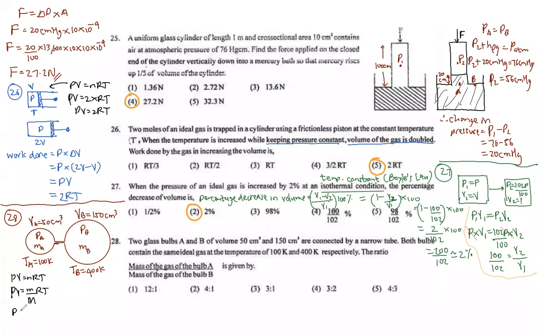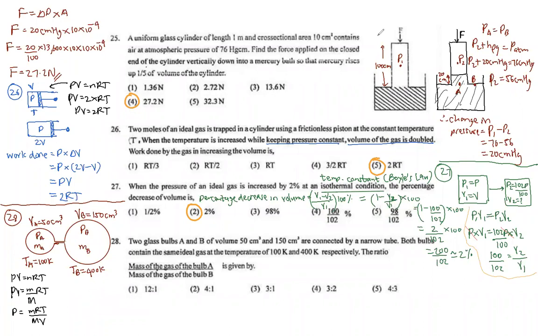So P can be written as mRT over capital M V. But in this one, I can say pressure is proportional to mT over V. Can you tell me why that is? Because R and capital M are constants. It's the same gas in both the bulbs, and R is anyway a constant. Therefore, capital M and R can be taken as constant. We'll not make it complicated unnecessarily. We'll leave it like that.